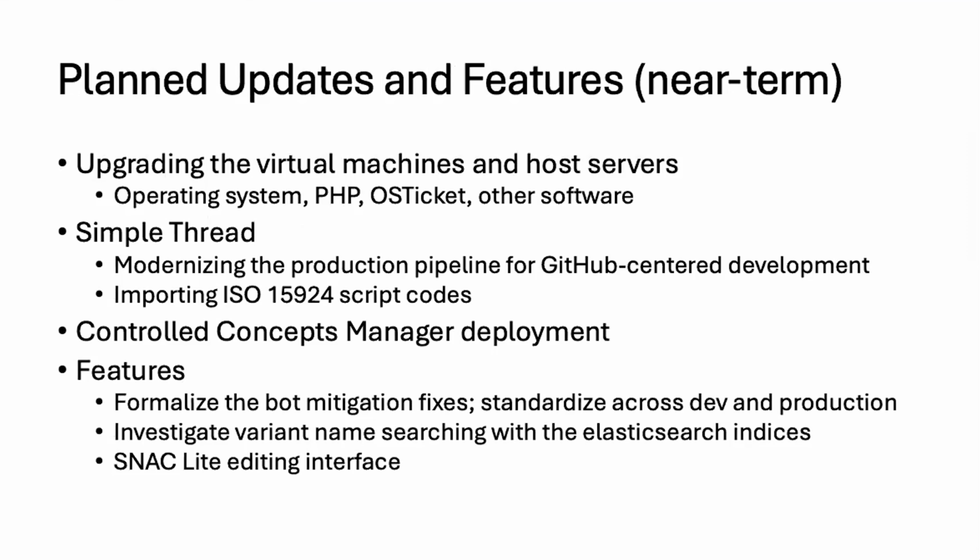We have some planned near-term things that we're looking to get done in SNAC. The first is upgrading those virtual machines, upgrading the hosts, working with Shane at IAF. That might mean partial or brief migration to AWS so that we can deal with the underlying hardware and servers, the host machines for these virtual machines. But upgrading everything so that everything's working, especially OS Ticket with Gmail.